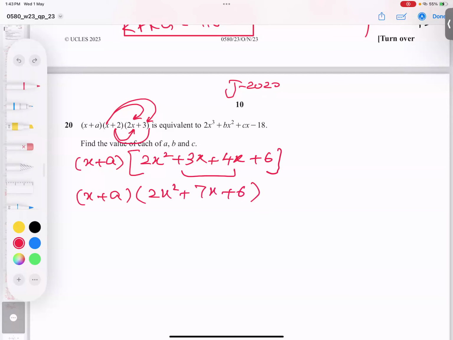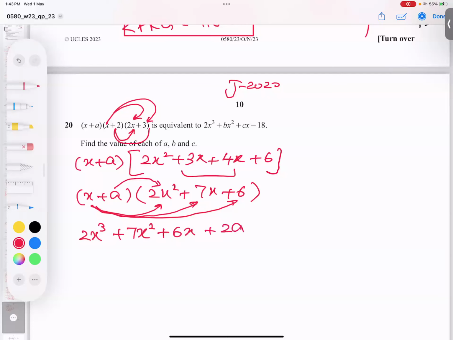Now this multiplies with that. I'm showing step by step. 2x to the power 3, x multiplied with 7, 6x. You can draw these kinds of arrows in the exam even. In this way, the chance of mistakes reduces. Now a times this, I can write in any order, a times 2 or 2 times a, no issue at all. a times that, I get 7ax. a times the last number, I get 6a.